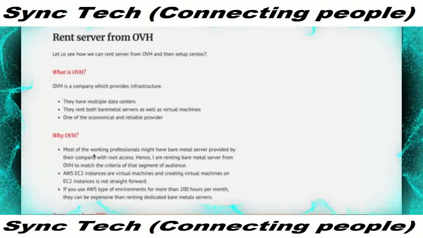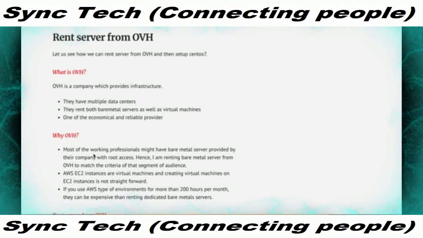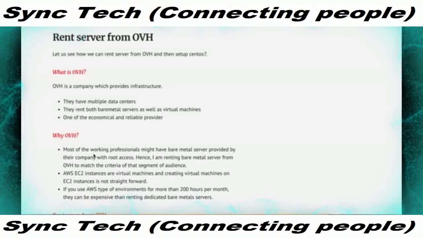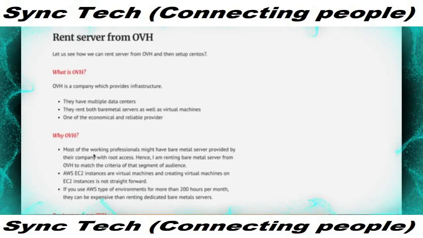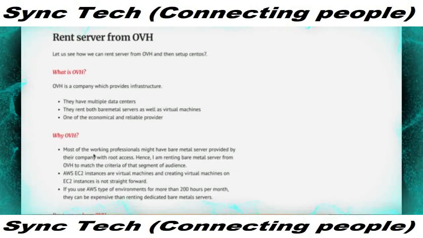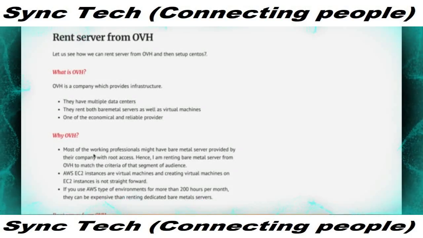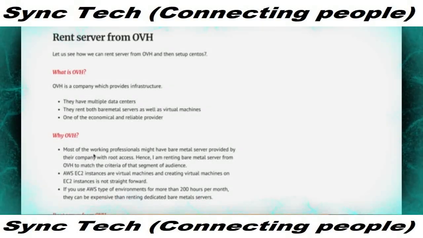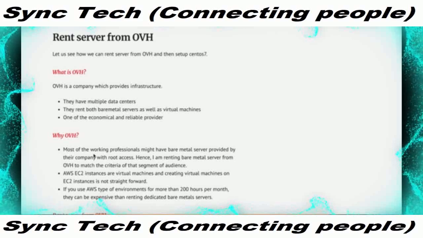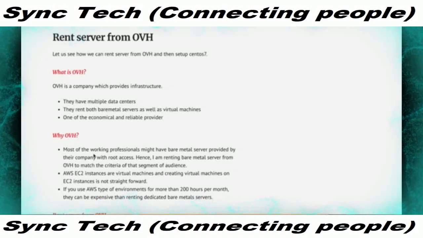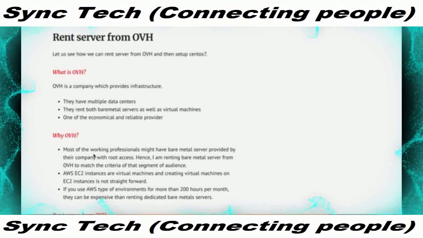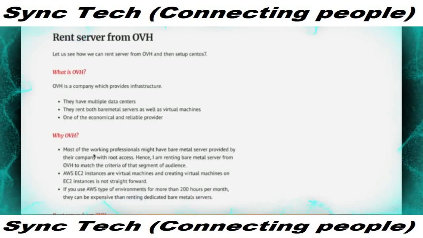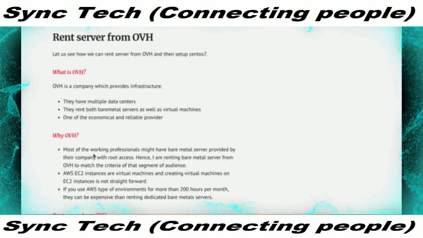A lot of guys have asked me why OVH, why not AWS EC2, which is supposed to be a lot cheaper. One caveat with AWS EC2 is that they are already virtual machines. Whenever you provision an EC2 instance, it's already a virtual machine. If you want to set up multiple virtual machines on top of it, it might not be that easy. It is quite tedious to create virtual machines on EC2 instances. And also, if you use AWS environments for more than 200 hours in a month, they can be more expensive than renting dedicated bare metal servers.